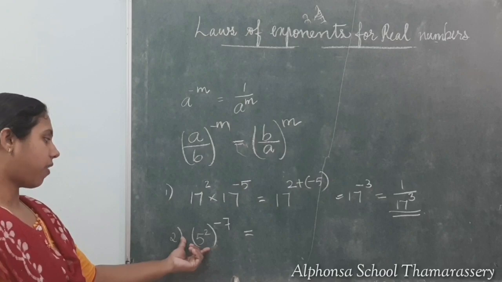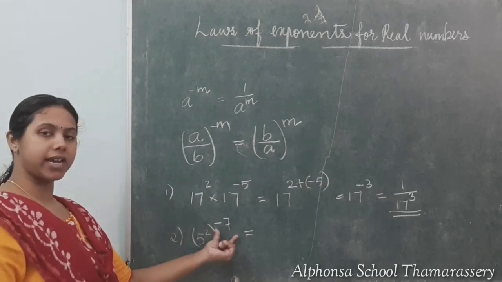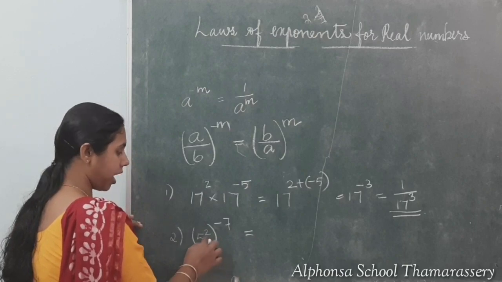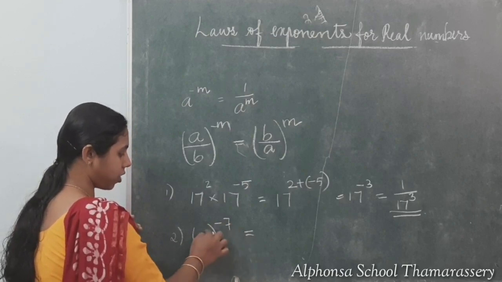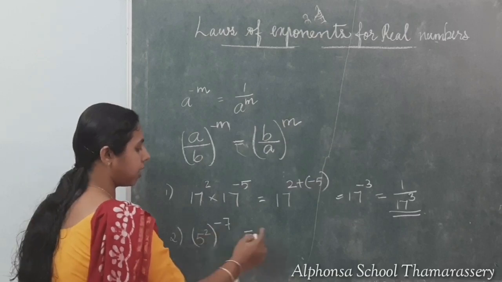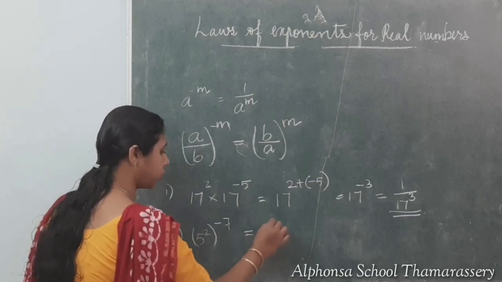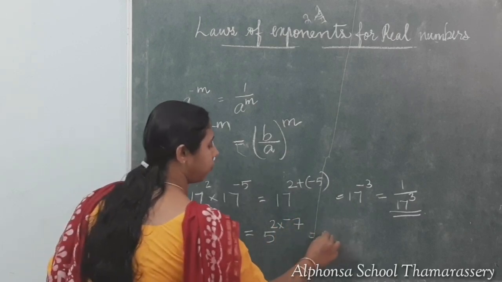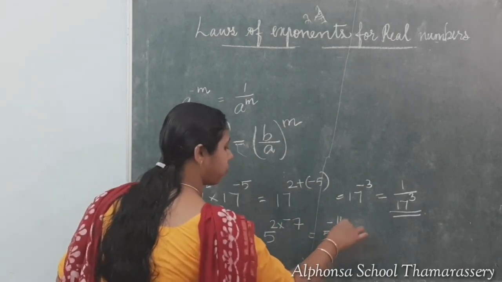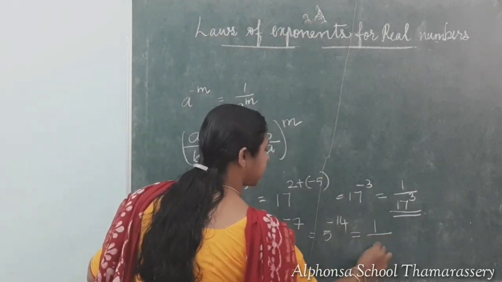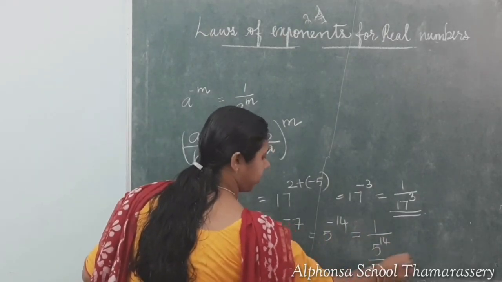And the next one is 5 square whole raised to minus 7. It is in the form of a raised to m whole raised to n, which is equal to a raised to m into n. So 5 raised to 2 into minus 7, which is equal to 5 raised to minus 14. That is equal to 1 by 5 raised to 14.